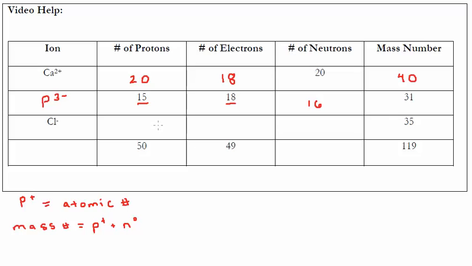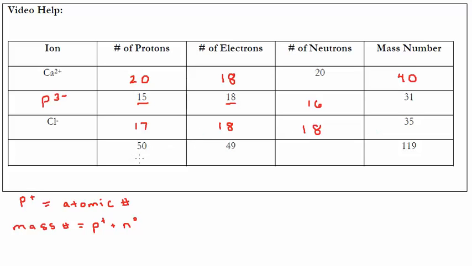For chlorine, chlorine has an atomic number of 17, so it has 17 protons. And since it has a -1 charge, that means it must have 18 electrons, 1 more electron than proton. The last thing, since it has 17 protons and a mass number of 35, what that means is that it has 18 neutrons, since 17 plus 18 is 35.